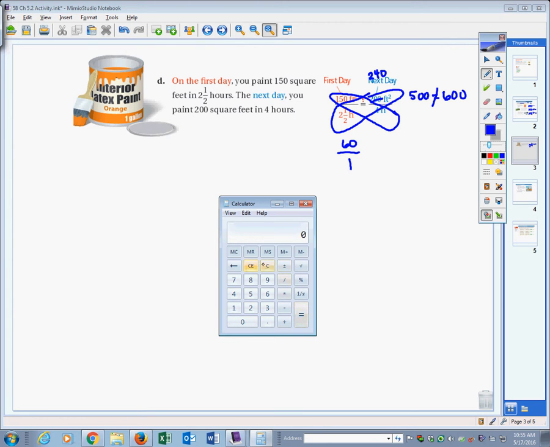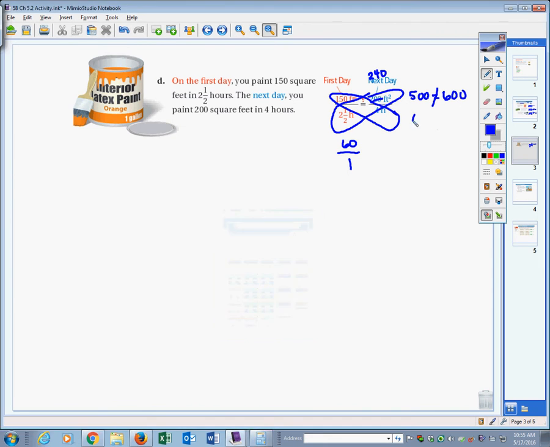Whoops. 2.5 times 240, and that's going to give me 600. So that changes it to 600 is equal to 600. So if I upped my square feet for the second day to 240, then we would have equivalent fractions.